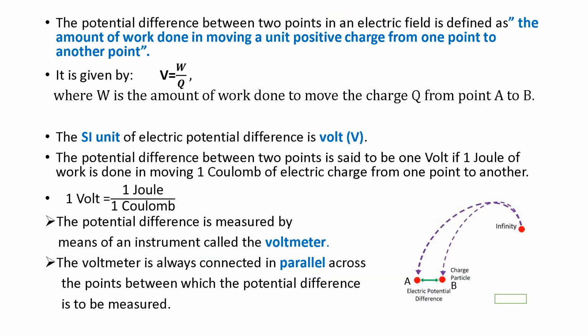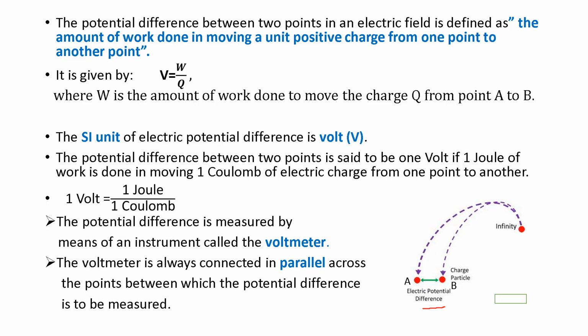Now let us understand this with a figure. Here we can see that a charge from infinity is brought to point A, and similarly a charge from infinity is brought to point B. So both points will have some electric potential, and the difference between the electric potentials of these two points is known as the potential difference between the two points.